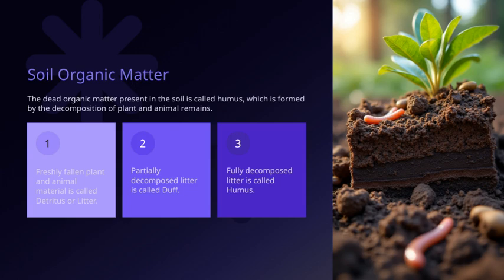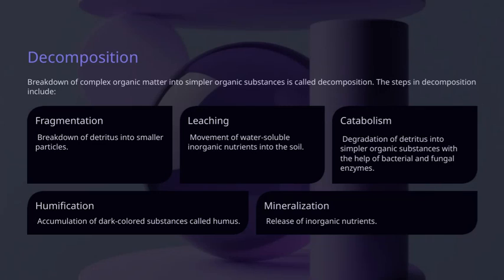All these components, litter, duff, and humus, are parts of soil organic matter, which is essential for soil health and productivity. Understanding these stages helps us appreciate how organic material influences soil structure, nutrient cycling, and overall ecosystem functioning. Now let's take a closer look at the process of decomposition.